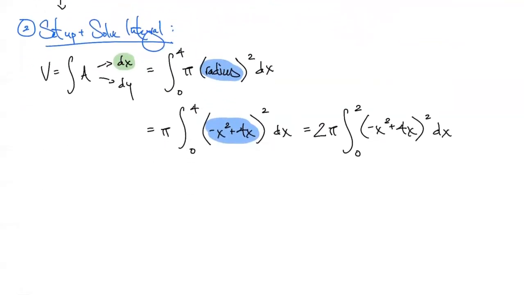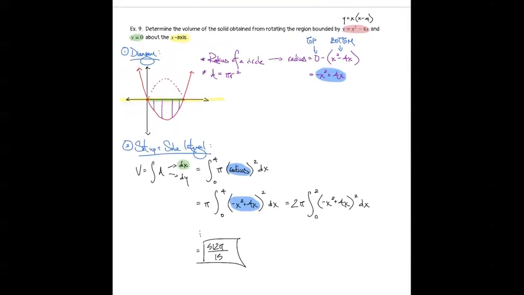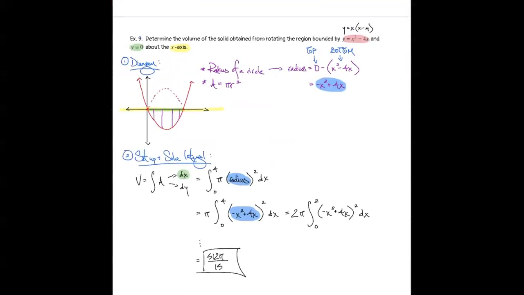So either way, you can compute. The numbers do get a little bit larger here. I want to say that this is a 512 pi over 15 situation. Okay. So here it is all on one page. I wanted to do this one last situation where we have a filled in donut, right?